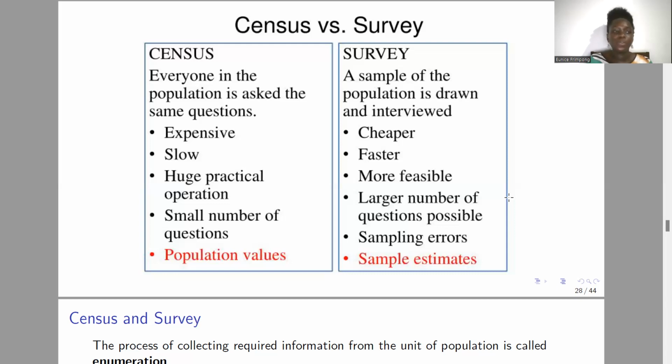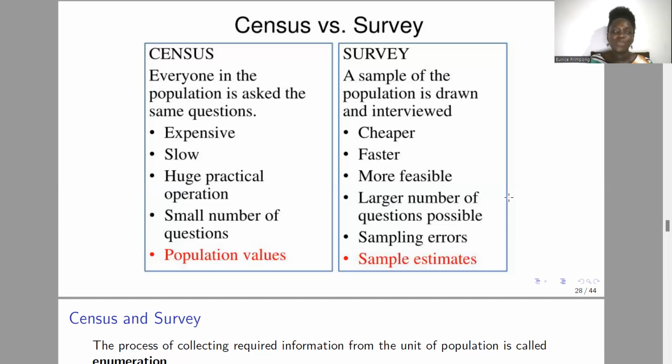It takes time also to conduct a census because your target group is large, it's huge as compared to a survey, because in a survey, you are focusing on a group that is a portion of the entire population. So it's faster to conduct a sample survey as compared to a population census. The number of questions to be asked in a census, you may not have the opportunity to ask many questions when you are conducting a census. However, with a survey, because you are working with a limited number of people, you have an opportunity to ask many more questions.